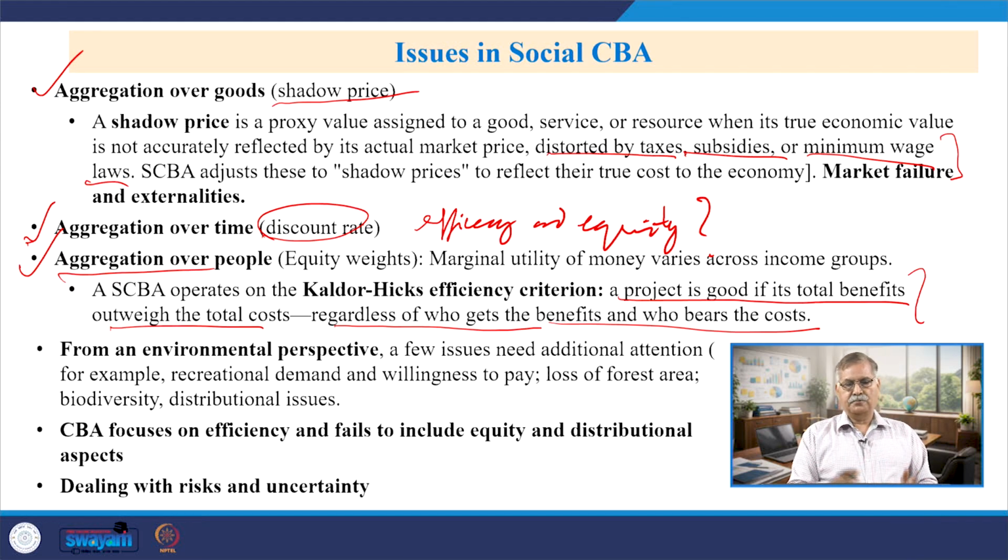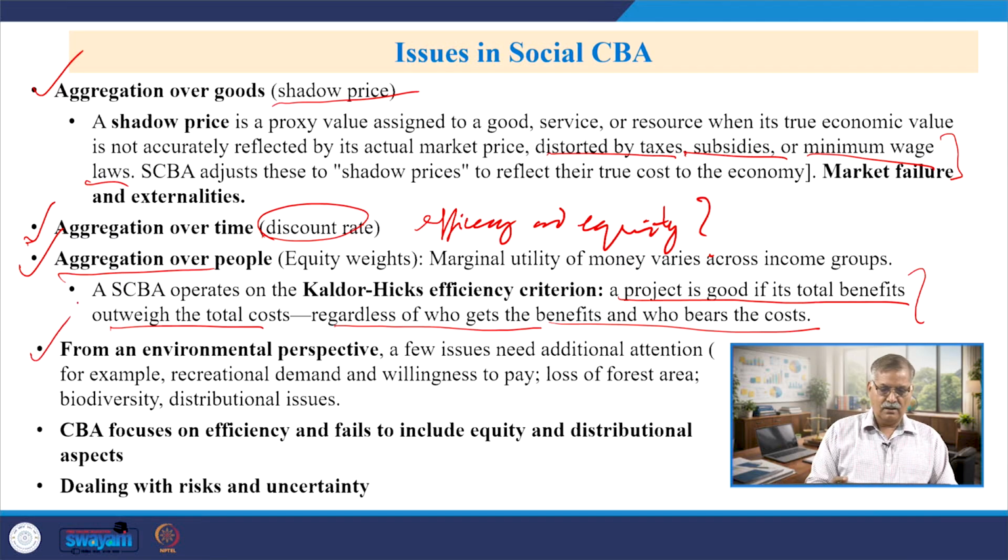But if a project is targeted to give more benefit to rich people, then it will not be considered a socially desirable project, because social welfare will be maximized when the maximum weight is given to the poor people in the benefit sharing of infrastructure projects. So, this is one important issue of aggregation. It means there is an issue not only of efficiency but also of equity.